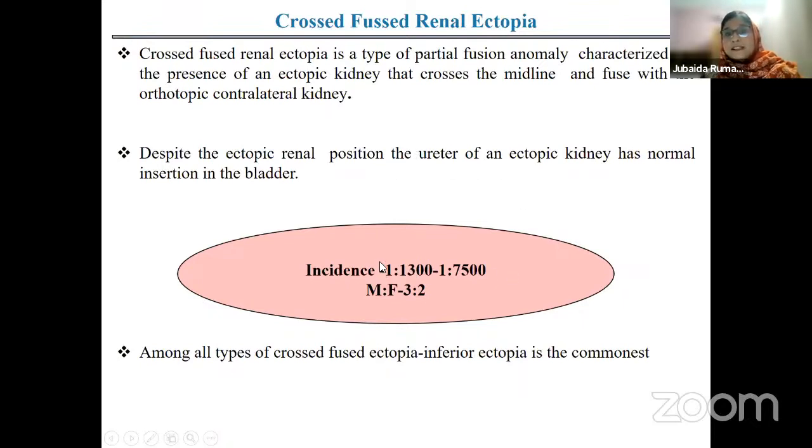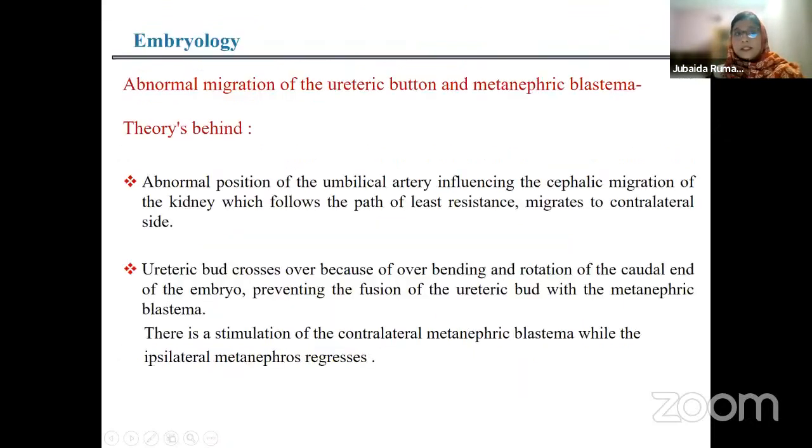The incidence is second most common among fusion anomalies, and the incidence is 1 in 1,300 to 1 in 7,500. Here also males are more commonly affected. And among all the cross-fused kidneys, inferior ectopia is the commonest.